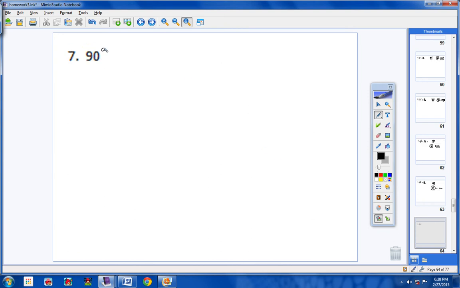We're going to convert 90 degrees to radians. Anytime you're converting degrees to radians, you multiply by pi over 180, okay? And so here we go. 90 times pi is 90 pi. 1 times 180 is 180.